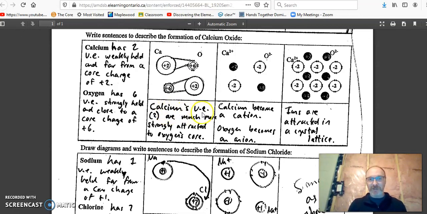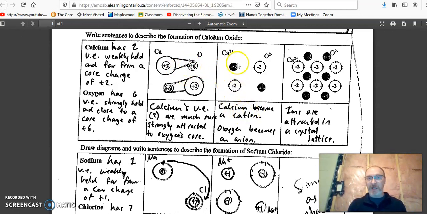So calcium's valence electrons, again which are 2, are much more strongly attracted to oxygen's core. The negatively charged electrons of calcium are much more strongly attracted to a +6 core than a +2 core. Oxygen is more electronegative. So oxygen steals those 2 electrons.